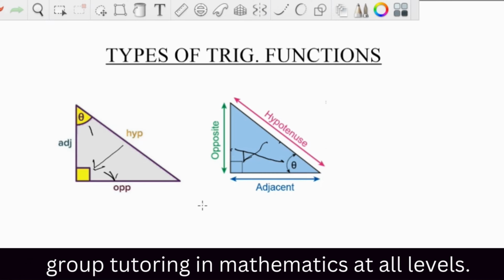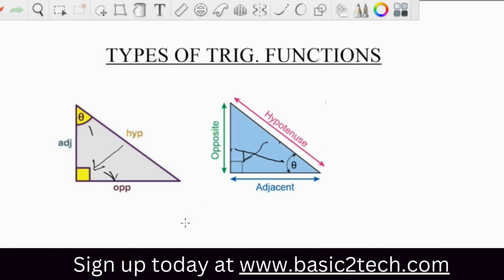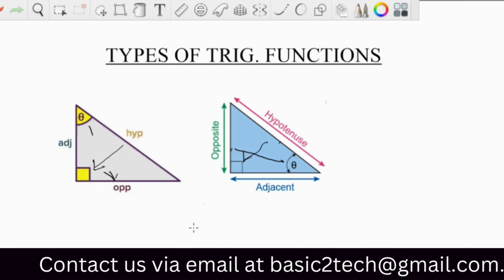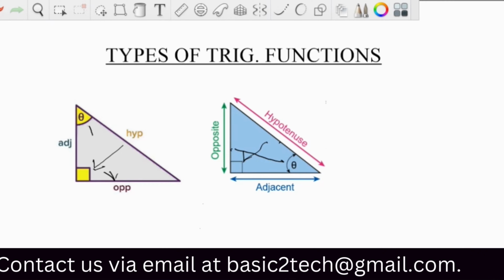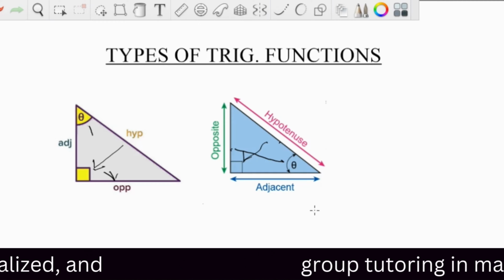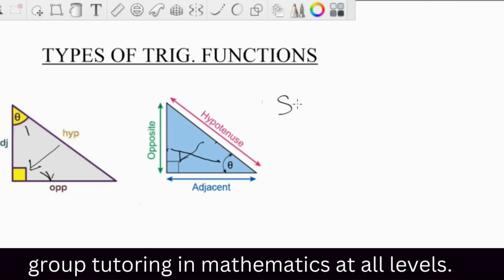Now, from this triangle, we can show the different trig functions. The trig functions are applicable to right angled triangles. Now, let's start with the sine function.